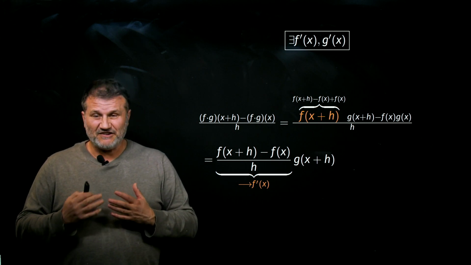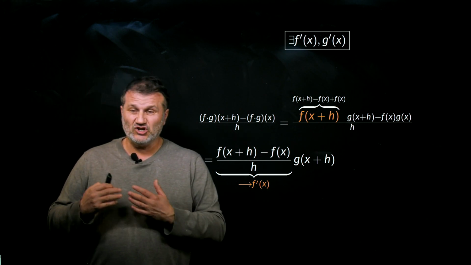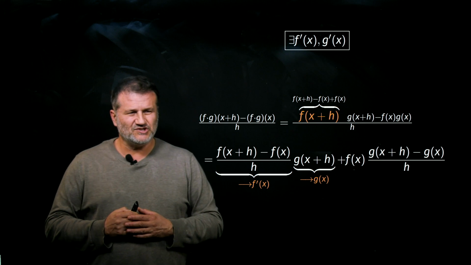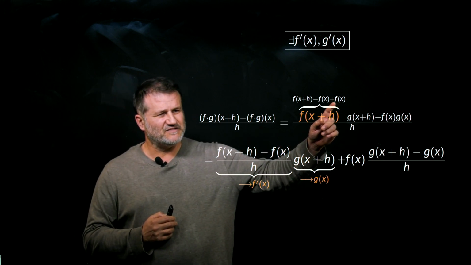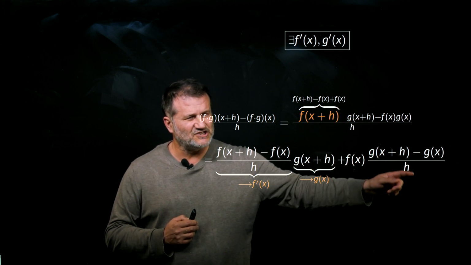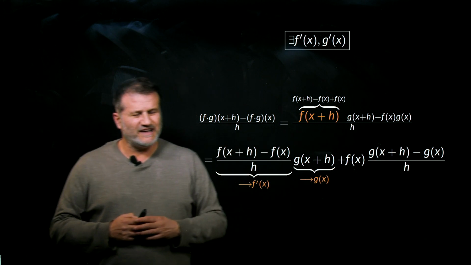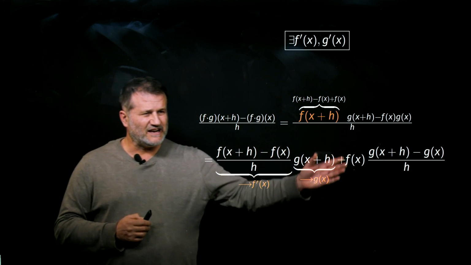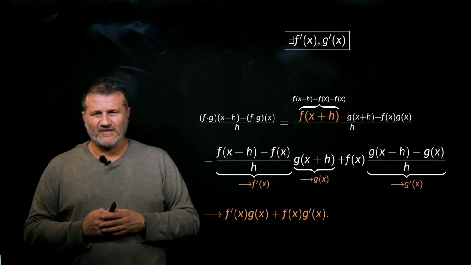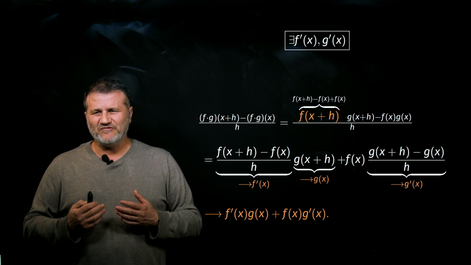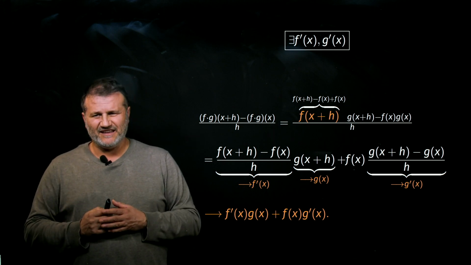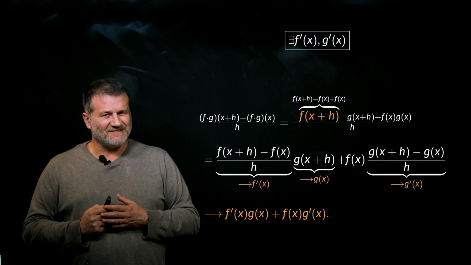Now, since g is differentiable, it is well known that it is continuous. So, in particular, g of x plus h will go to g of x when h goes to 0. Then we have a second part of the story, which is this f of x that factorizes and multiplies this fraction, g of x plus h minus g of x divided by h. This factor now goes to g prime of x, and this is where the product rule comes from. Now, the other rules are similar. The proof of the sum and difference is very easy, while that for the quotient is slightly more intricate. Why not give it a try?